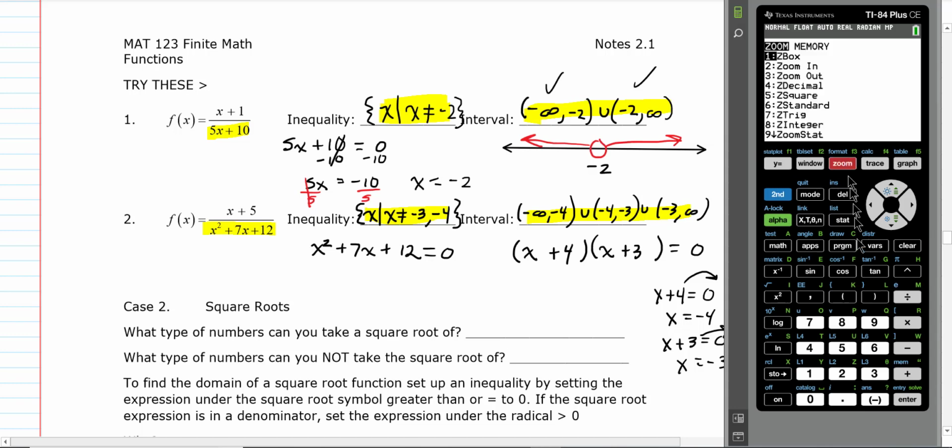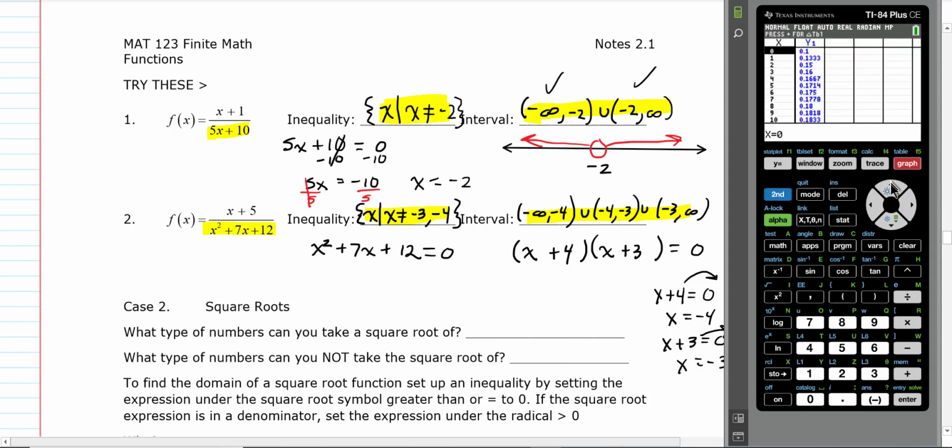Okay, and if you did just a zoom 6, notice that you have a break at -2. So the graph doesn't really exist at -2. There's a big break there. If you went to your table of values and kind of went through this, you'll find you have an error. That just means you're dividing by 0 there. So you don't have a function value there.